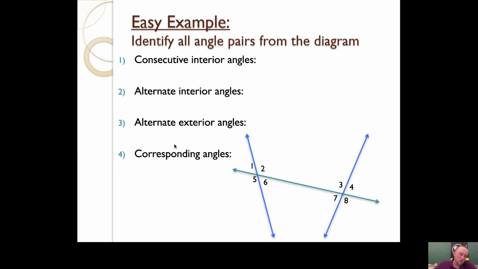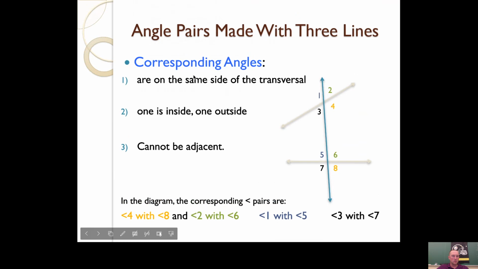It's going to be part 4 of our lesson 3.1. We talked about angle pairs made with 3 lines: consecutive interior, alternate exterior. Then we jumped into corresponding angles and we identified those pairs, like angle 1 and angle 3, angle 2 and angle 4, angle 5 and angle 7, angle 6 and angle 8. What are those corresponding angles? Well, they're angles that are on the same side of the transversal. One of them's inside, one of them's outside, and they can't be adjacent.